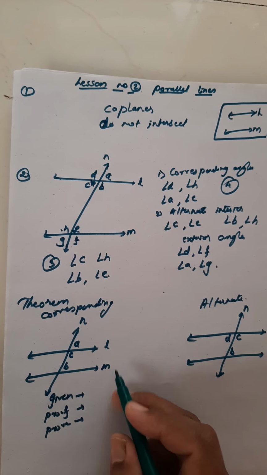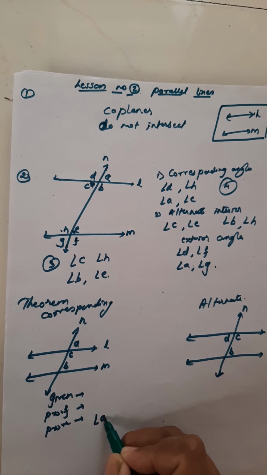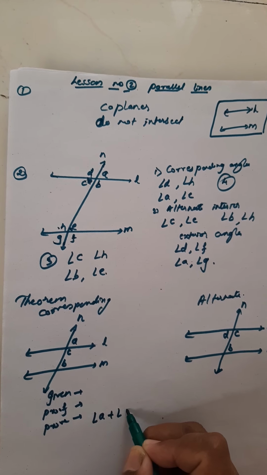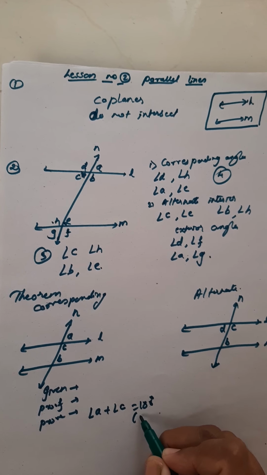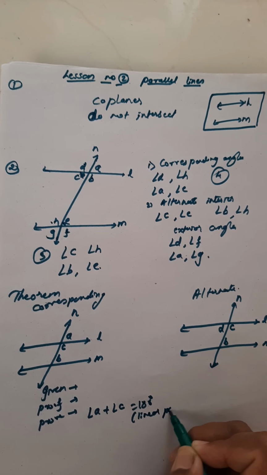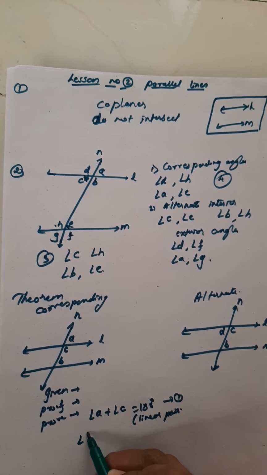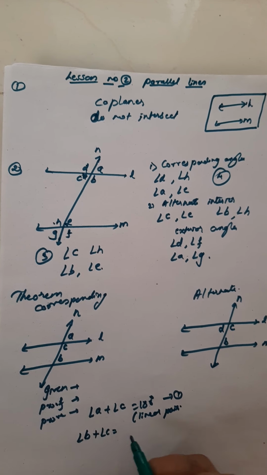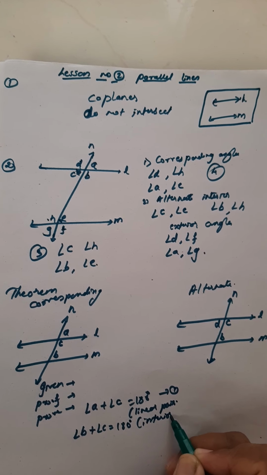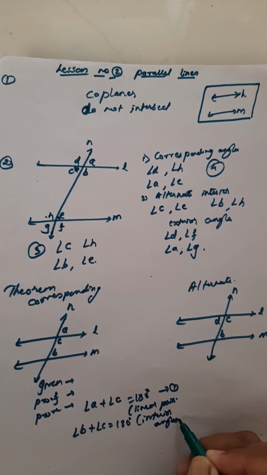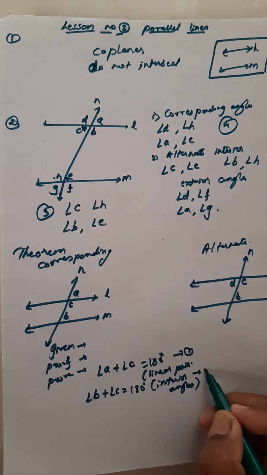Now see, line L and line M are parallel, you have to write it. Now angle A plus angle C is equal to 180 degrees. Why? Because it is a linear pair. This is equation number 1. Second, angle B plus angle C is equal to 180 degrees. Why? Because of the property of interior angles. This is equation number 2.